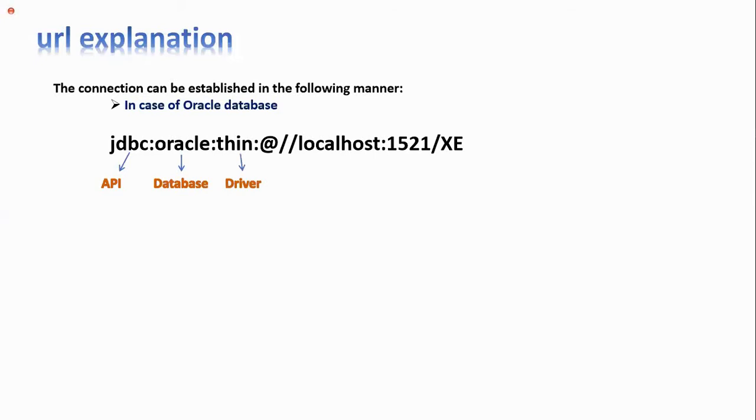Localhost is what? Localhost is a network to which you are connected. That is the network. What is 1521? When you are installing Oracle, it will take a default port. That is your 1521 as the port. What is XE? XE stands for Express Edition, which is your actual service provider. I hope now you are able to understand.